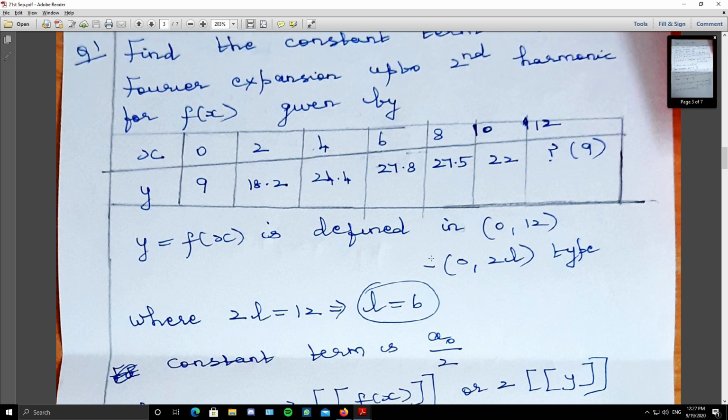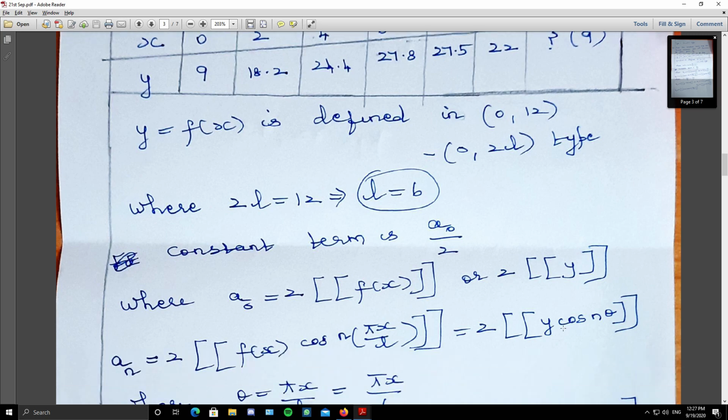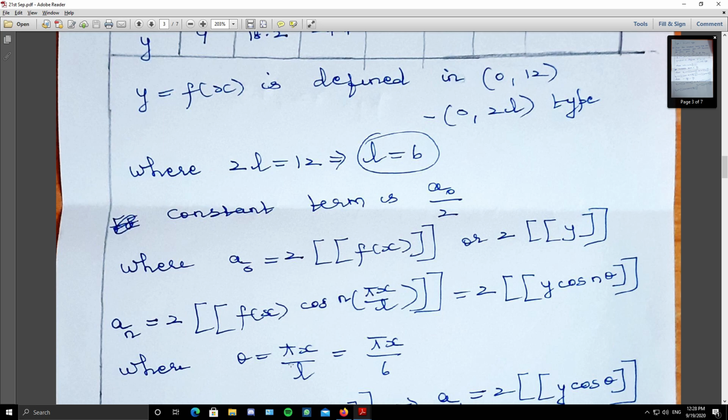Now what is the constant term? The constant term formula is a naught by 2, where a naught is 2 times the mean of f of x, or f of x can be written as y, 2 times the mean of y. What is an? 2 times the mean of f of x cos of n pi x by L. Whenever you have 0 to L type, you should define theta. What is theta? Pi x by L. Theta definition is fixed. Here L is 6, so theta is pi x by 6.